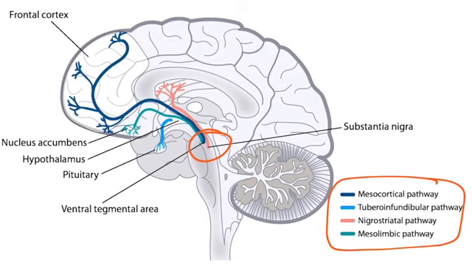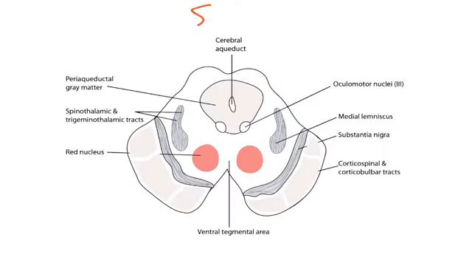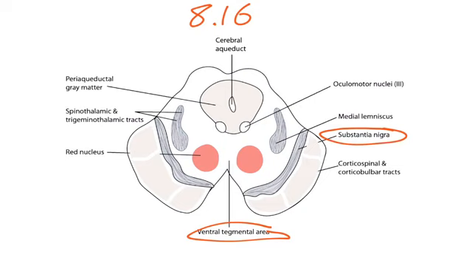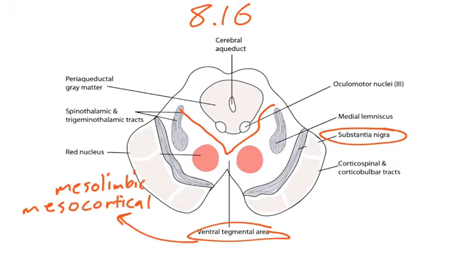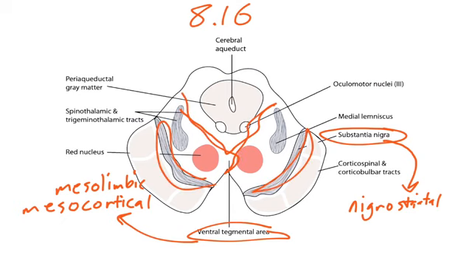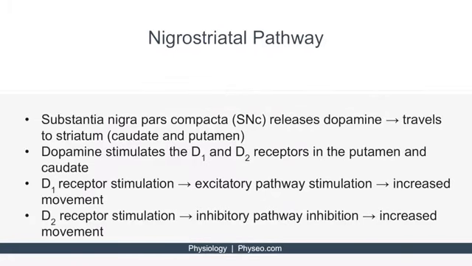If we took an axial cut of the midbrain, like this, we would see figure 8.16, which was discussed in section 3 of this chapter. Notice how we can see the ventral tegmental area and the substantia nigra. The ventral tegmental area houses the cell bodies for the mesolimbic and mesocortical pathways. And the substantia nigra houses the cell bodies for the nigrostriatal pathway. If you remember these two areas, the ventral tegmental area and the substantia nigra, it will make understanding the dopaminergic pathways so much easier. So let's start with the nigrostriatal pathway.